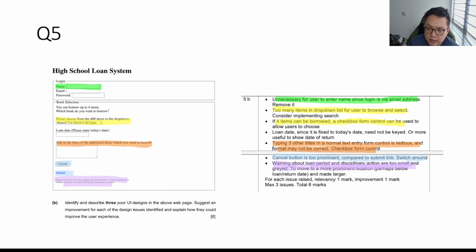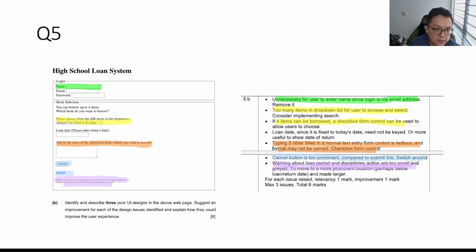Then also I mentioned that we should consider using a radio button to select. That's fine as well, or checkbox. That's also okay. Then adding the titles, the orange one, you typing titles is a problem, because your format might not be correct, and that means the user has to refer to the list on top here as well. So that's difficult.